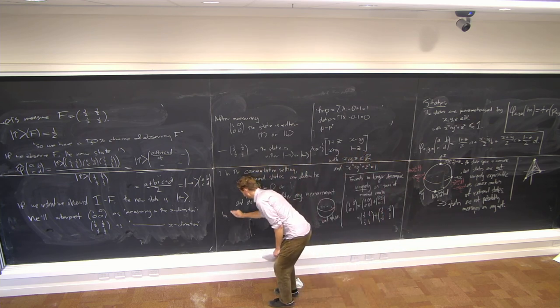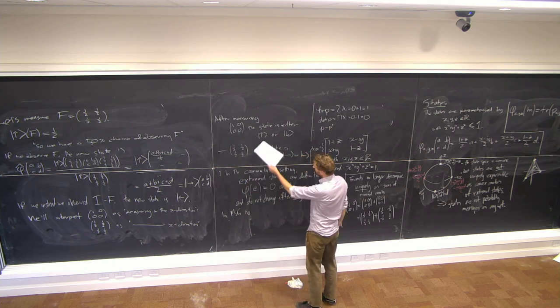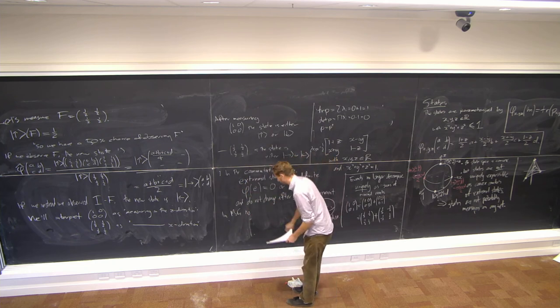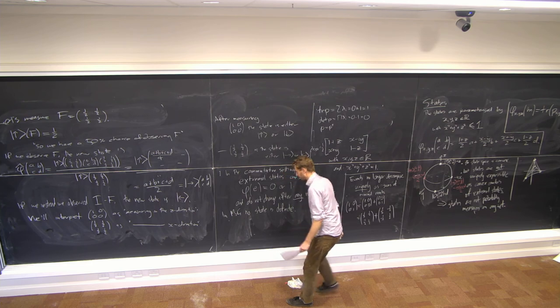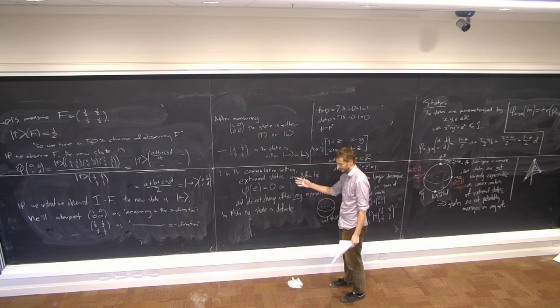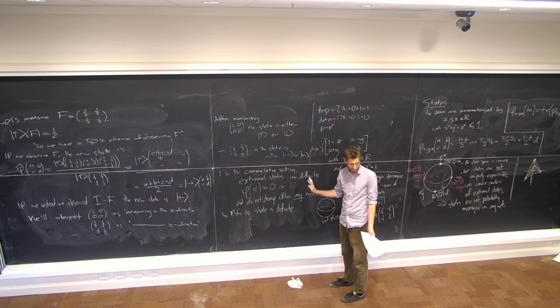But in 2x2 matrices, we've basically just observed by this calculation or a slight generalization of it that no state is definite. Okay? That there does not exist any state, so that whatever you measure, the state changes.